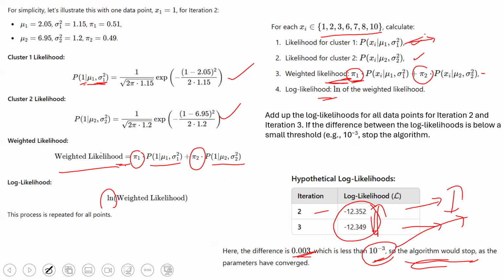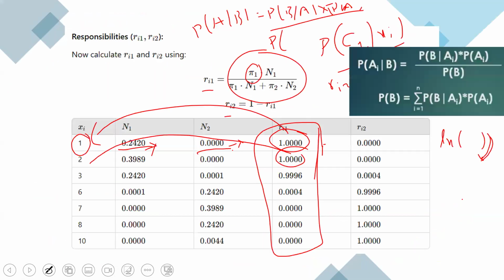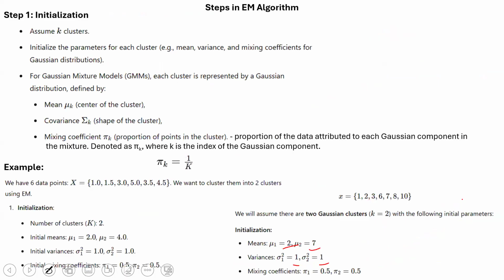So this is how the EM algorithm actually works. The EM algorithm is a soft clustering algorithm. It's basically a methodology. In the EM algorithm, you have two steps: one is the expectation step and the other one is the maximization step.